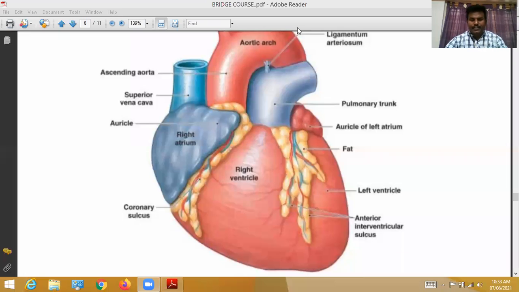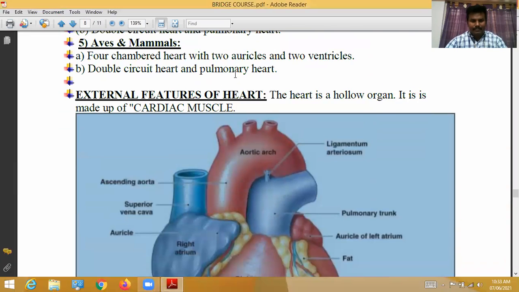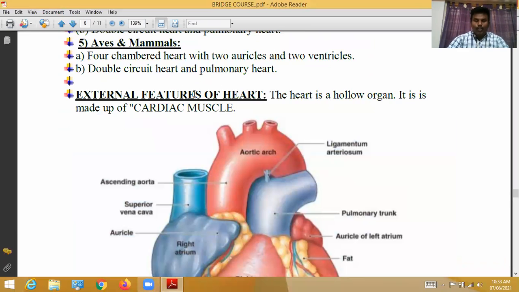Our next topic of discussion is the diagram showing the external features of the heart, especially the human heart. So we will discuss the external features of the human heart.